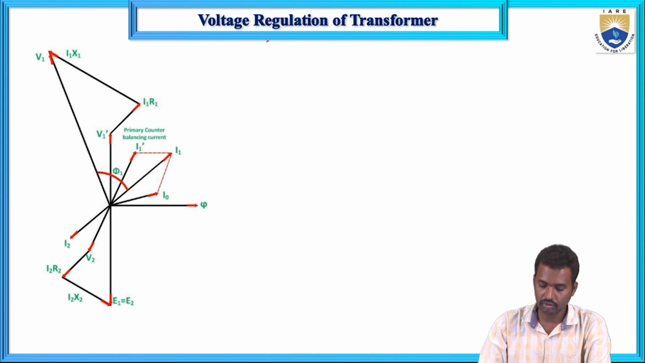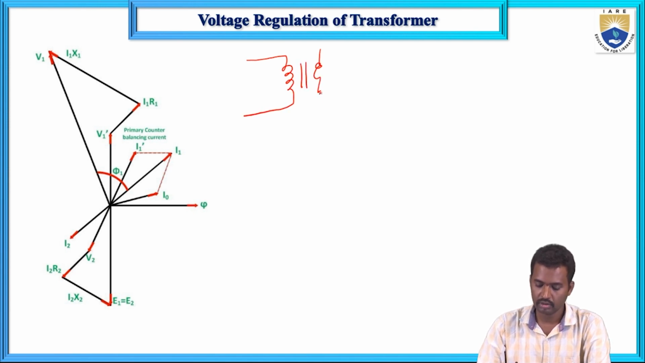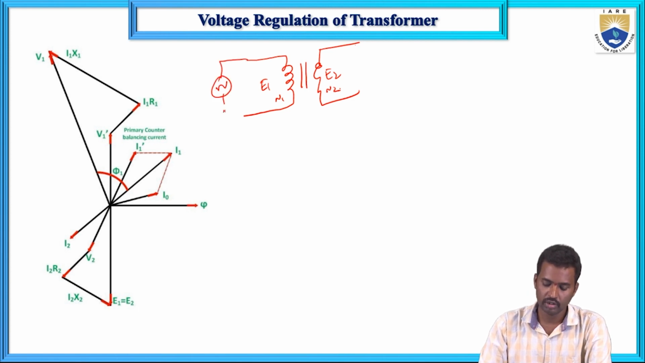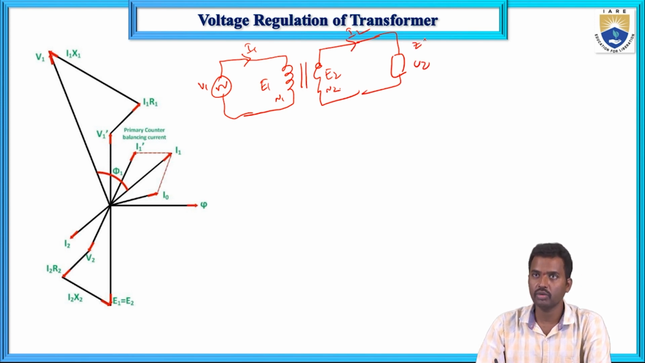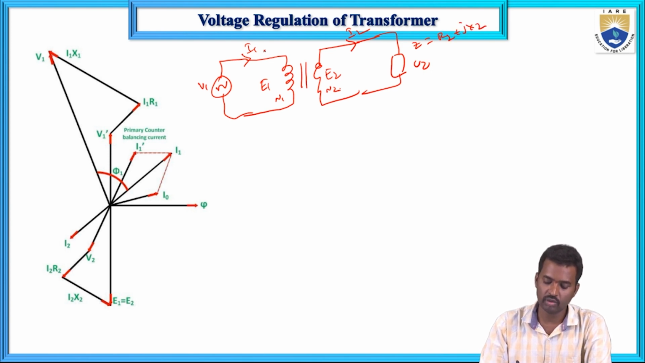First I will draw the diagram. Transformer with primary turns N1 and secondary turns N2, the primary winding voltage V1 and current I1, the induced EMFs E1 and E2, and if you connect the load, the terminal voltage is V2 and the current is I2. The secondary impedance is Z2 equals R2 plus jX2, and the primary impedance is Z1 equals R1 plus jX1.